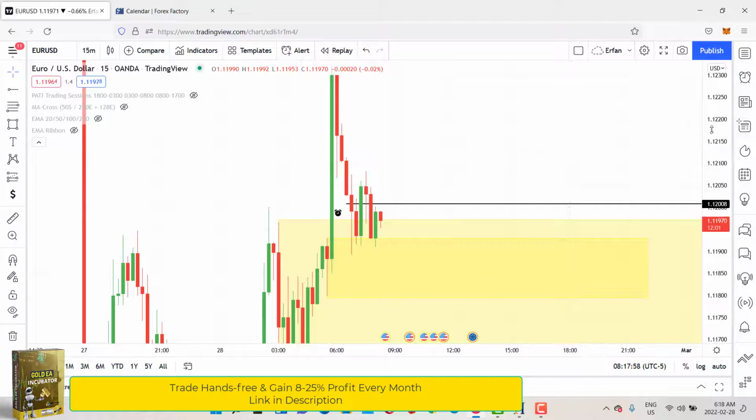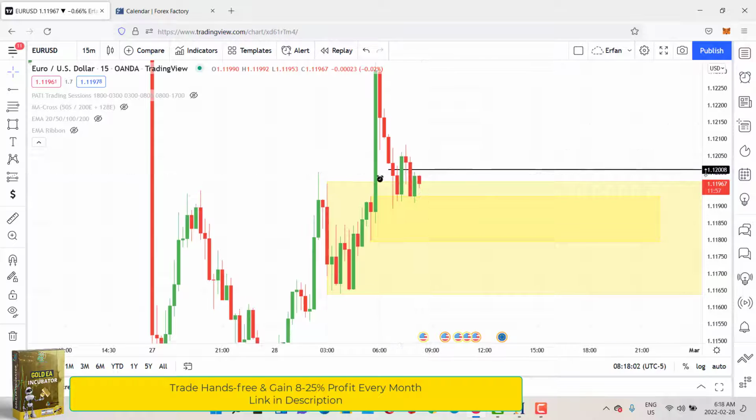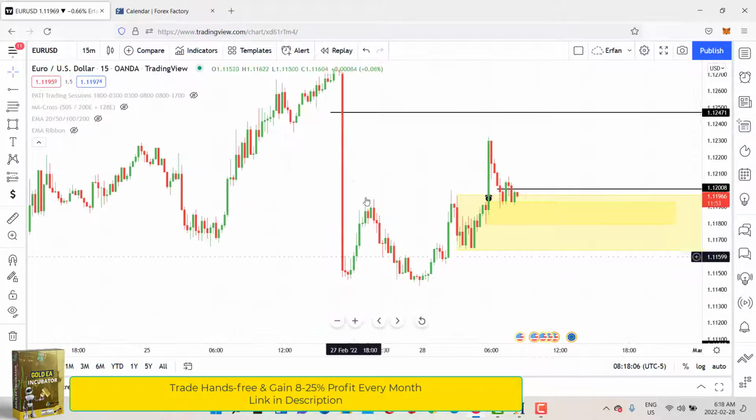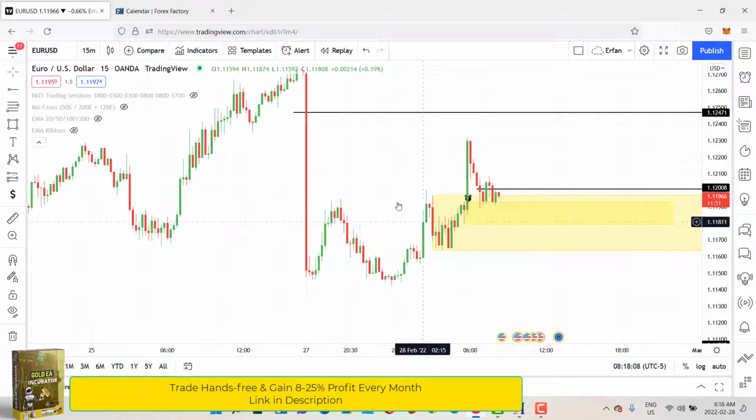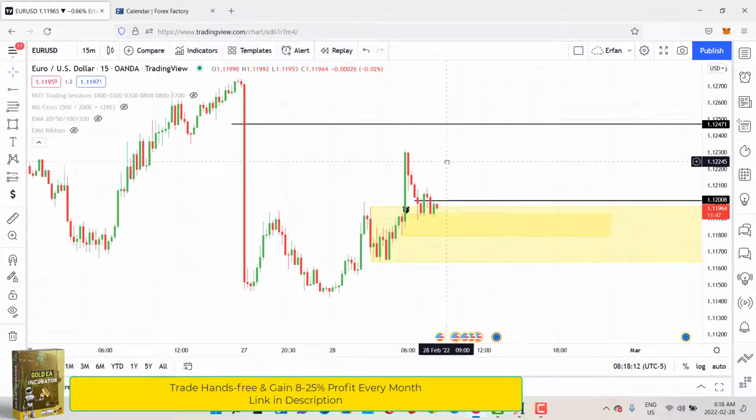So this is exactly what I'm going to do right now. I'm totally okay with that, because it's going to tap into this level and we'll see what happens. But based on these higher highs and higher lows structure, I'm going to be more biased towards buying the market rather than selling.